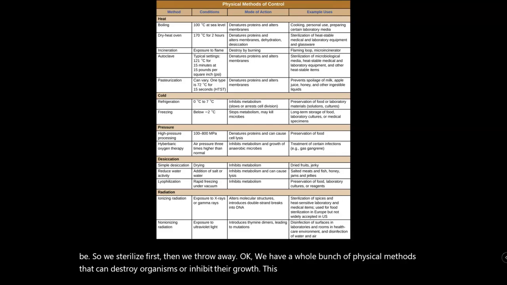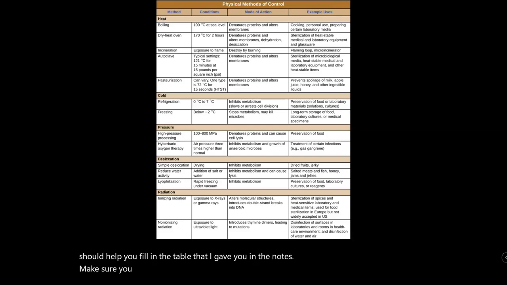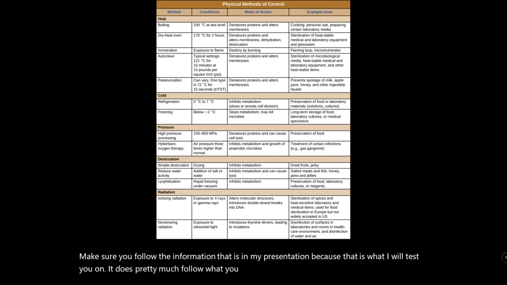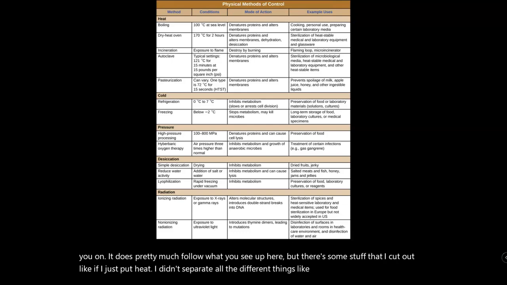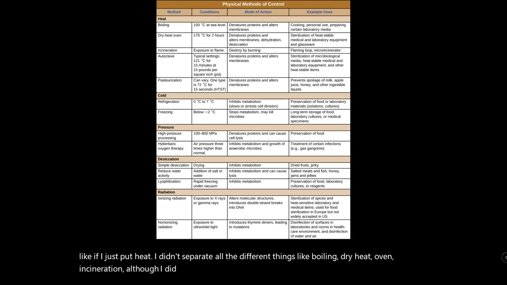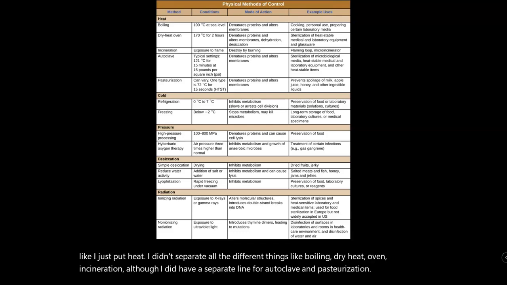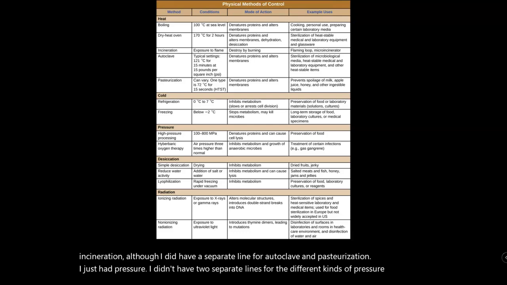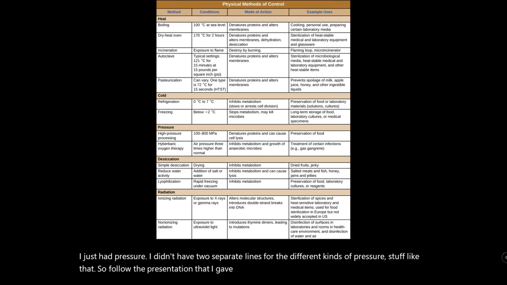This is the table from the textbook that should help you fill in the table that I gave you in the notes. Make sure you follow the information that is in my presentation, because that is what I will test you on. It does pretty much follow what you see up here, but there's some stuff that I cut out. Like if I just put heat, I didn't separate all the different things like boiling, dry heat, oven, incineration, although I did have a separate line for autoclave and pasteurization. I just had pressure. I didn't have two separate lines for the different kinds of pressure, stuff like that. So follow the presentation that I gave you and you should be good there.